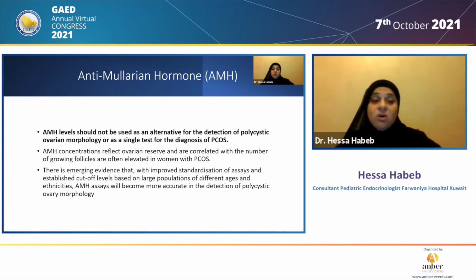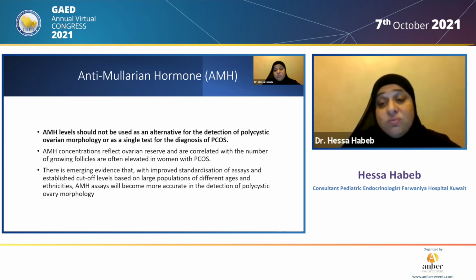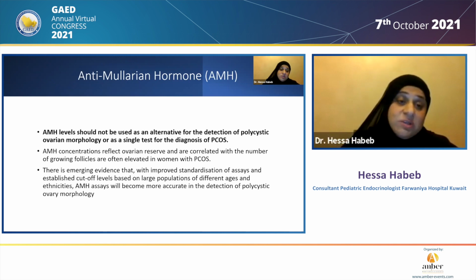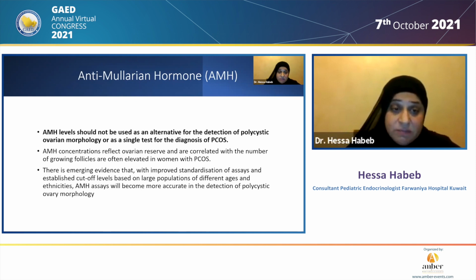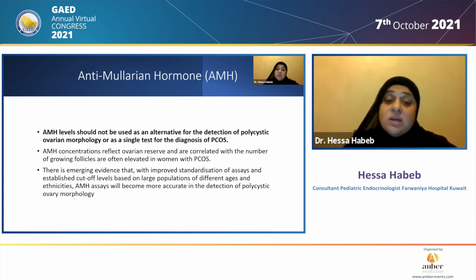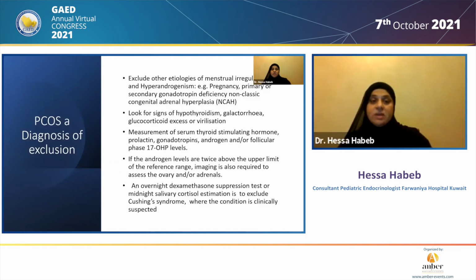Again, anti-Mullerian hormone should not be used as an alternative for detection of polycystic ovary morphology or as a single test for the diagnosis of PCOS. AMH concentrations reflect the ovarian reserve and are correlated with the number of growing follicles and are often elevated in women with PCOS. However, there is emerging evidence, with improved standardization of the assays and establishing cutoff levels based on population and different ethnicity, that AMH in the future will be a more accurate test for detection of polycystic ovary morphology.